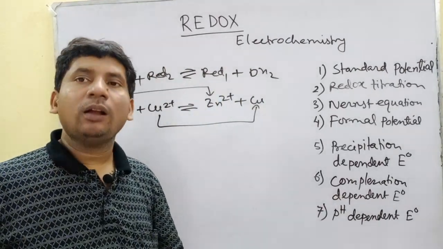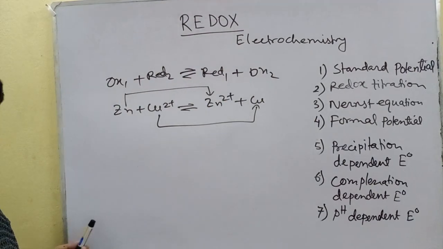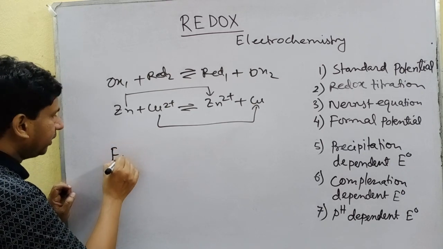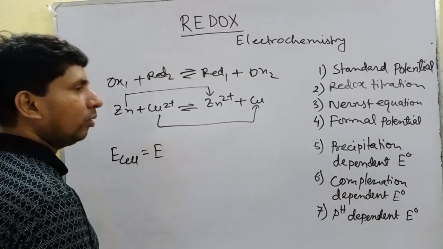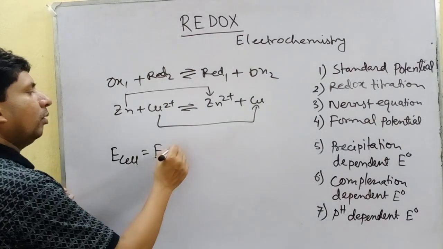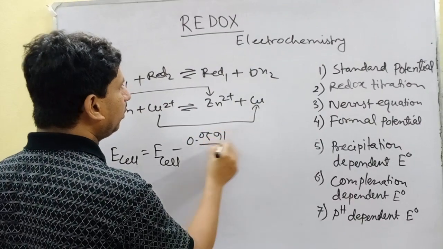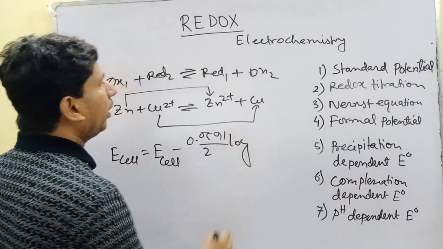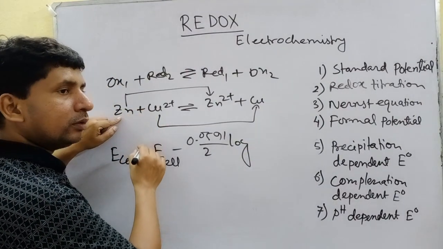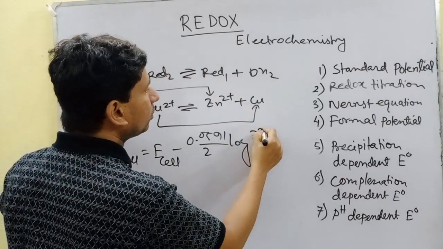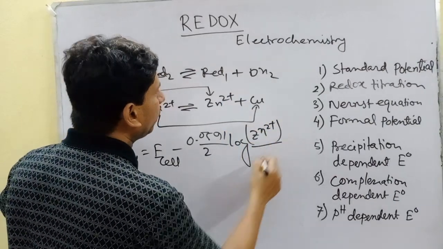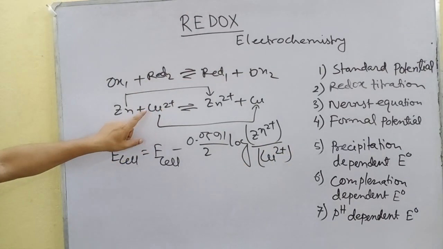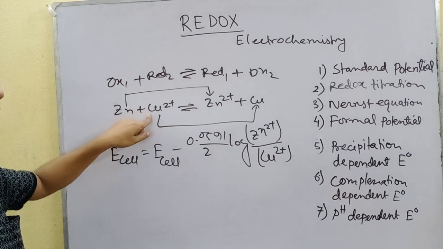Now in this position we can write the Nernst equation: E cell equals E0 cell minus 0.0591 by n, where the number of electrons exchanged here is 2, times log of the concentration of Zn2+, since oxidation occurs for zinc, divided by the concentration of copper 2+, which is the oxidizing agent.